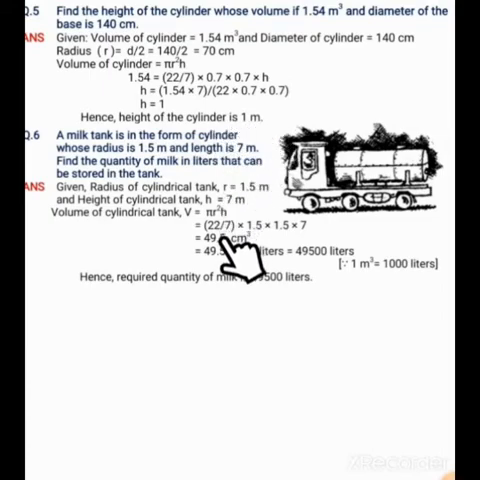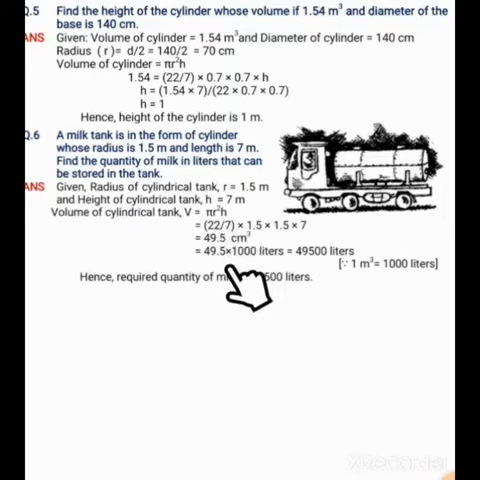Now question number 6. A milk tank is in the form of a cylinder whose radius is 1.5 meter and length is 7 meter. Find the quantity of milk in liters that can be stored in the tank. Now students, here radius is given as 1.5 meter, and length is given as 7 meter. Length means height. So we put in the formula, volume of cylindrical tank, pi r square h.